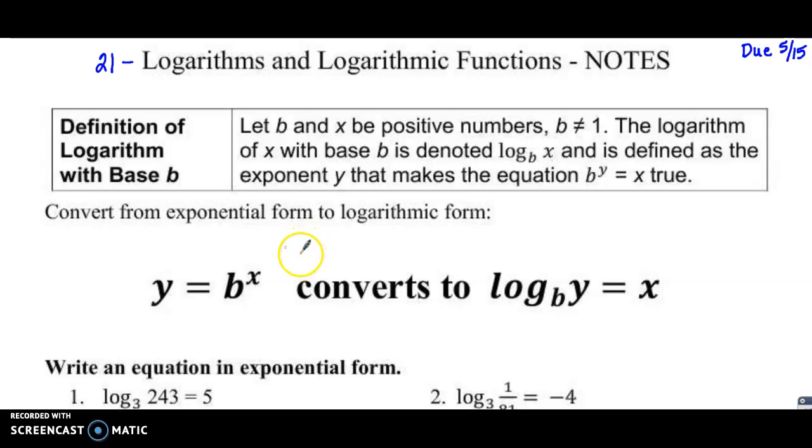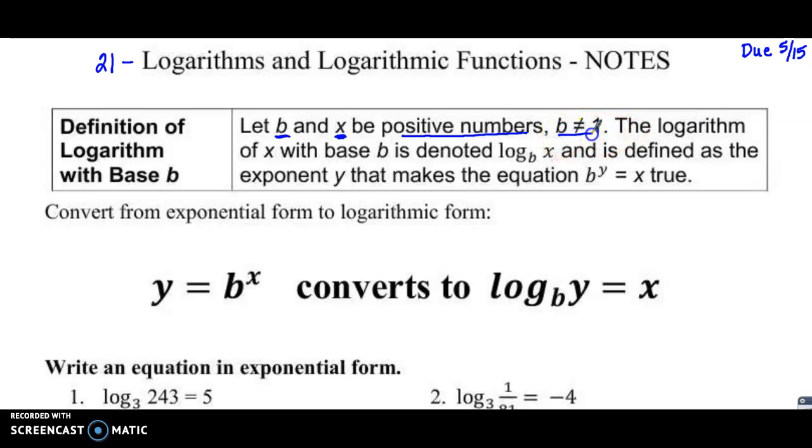We're going to be looking at logs. So if you notice our definition for a log with base b, they tell us that we're going to let base b and x be positive numbers. Now remember, positive numbers doesn't just mean that it's not a negative number. A positive number is not zero. Zero's neutral. So it's all those numbers that are not negatives and not zero.